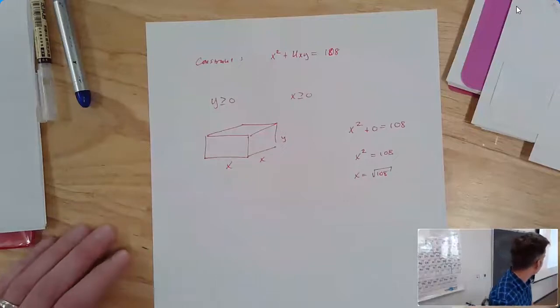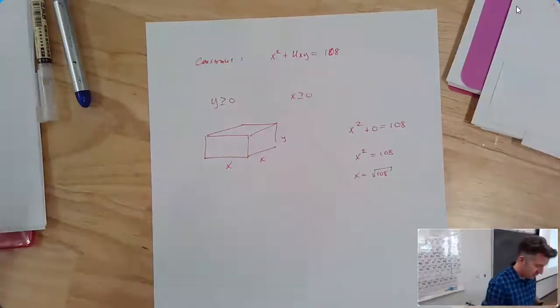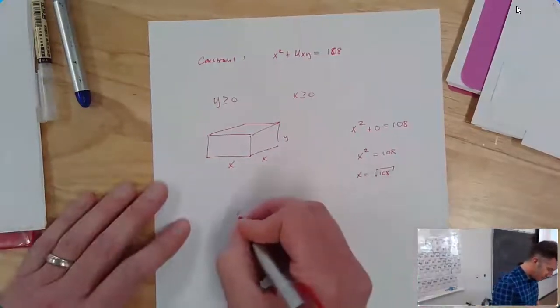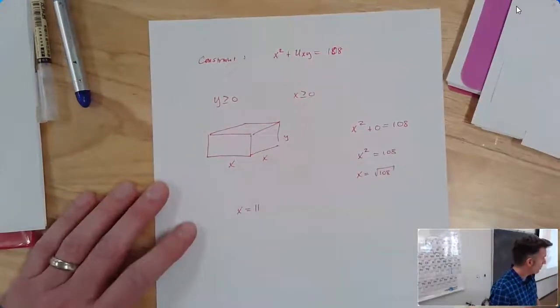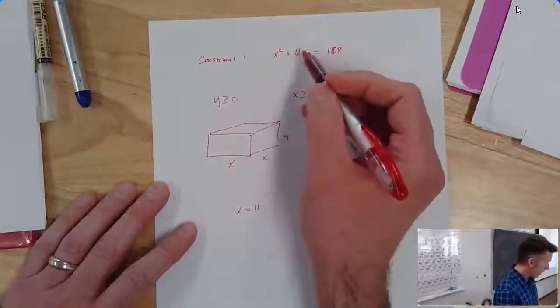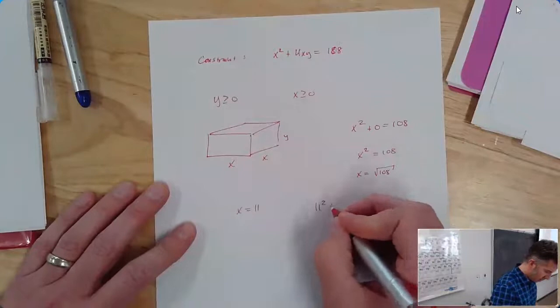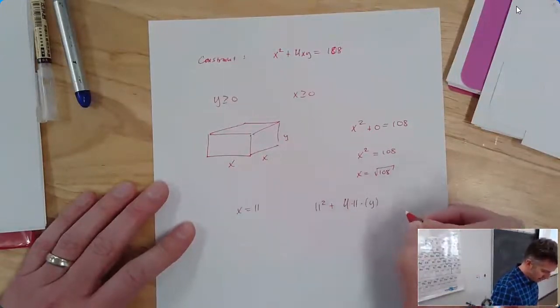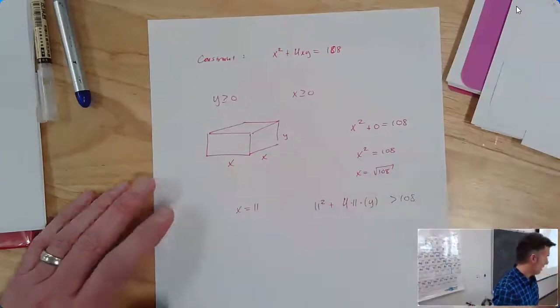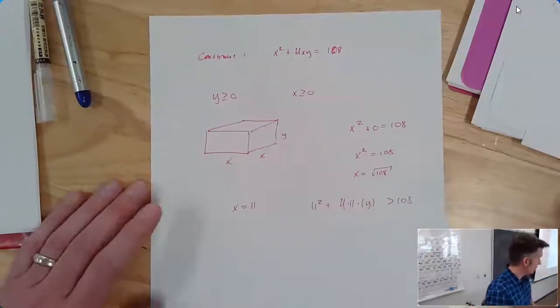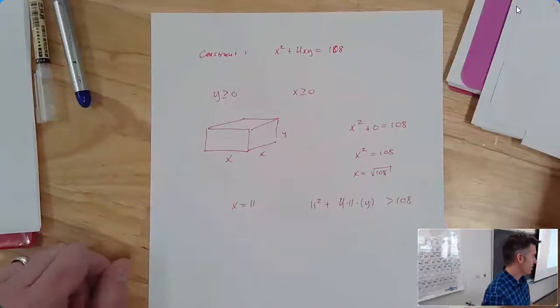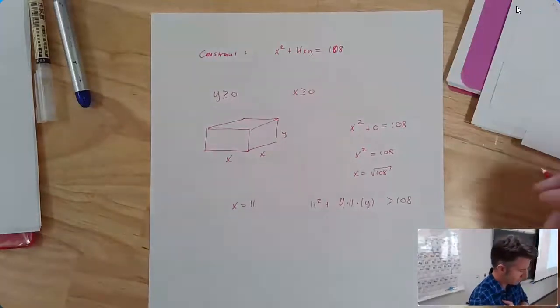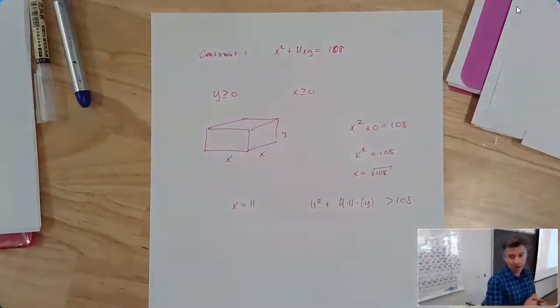So the biggest X could be is the square root of 108, because let's say, for example, X was 11. If X were 11, then no matter what Y was, 11 squared plus 4 times 11 times whatever Y is, that's going to be bigger than 108. And I don't have that much surface area to use. That's kind of the rationale there. Yeah. All right, I should stop talking.